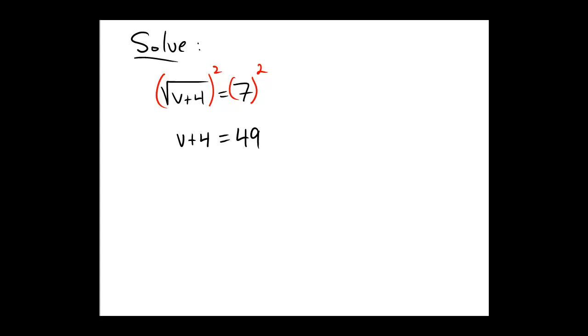One more step to isolate the v and find out what it is. We're going to subtract 4, and that leaves us with v on the left and 45 on the right.